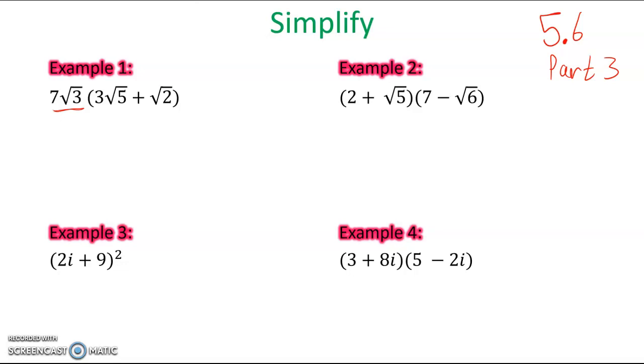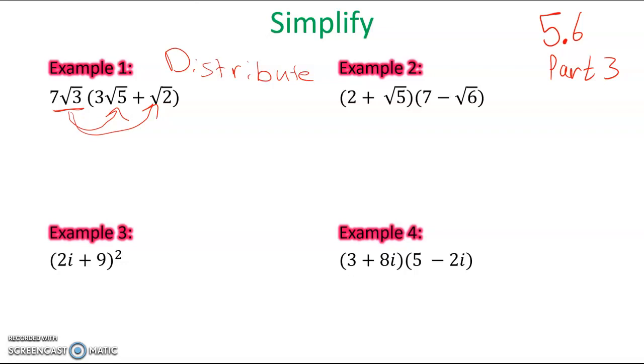So we're basically simplifying these numbers here. We have the square root of 7 times the square root of 3, and then multiply by, in this whole parenthesis, 3 root 5, and then plus the square root of 2. Just as we would if we were multiplying polynomials or binomials, we not only multiply this number to this one, we do it to this one. We distribute. Okay, we're just going to distribute it out.